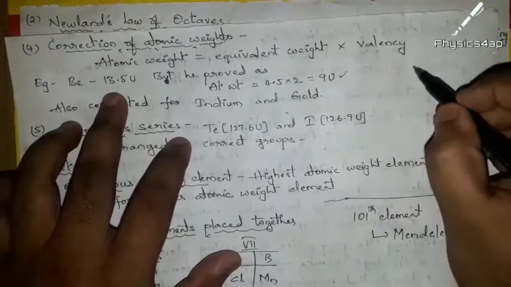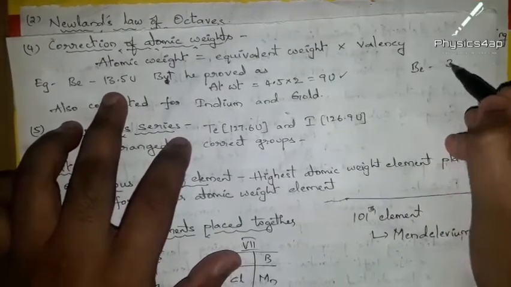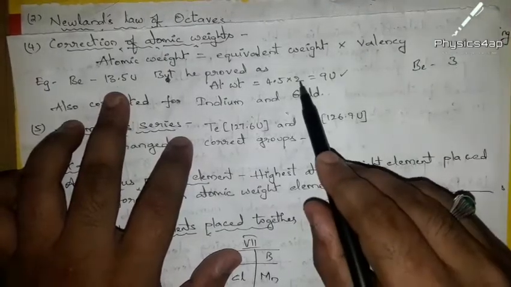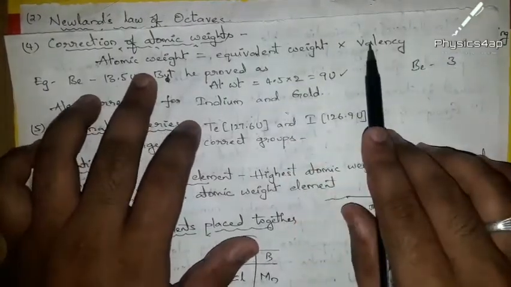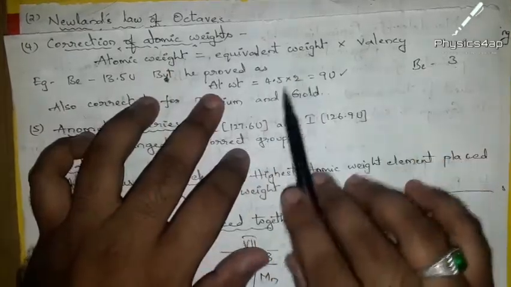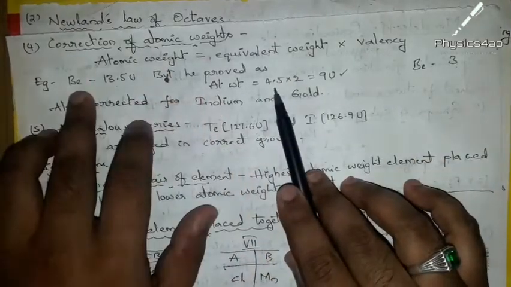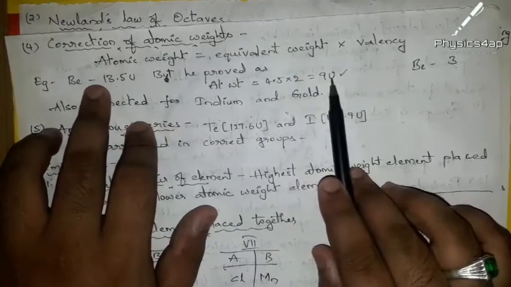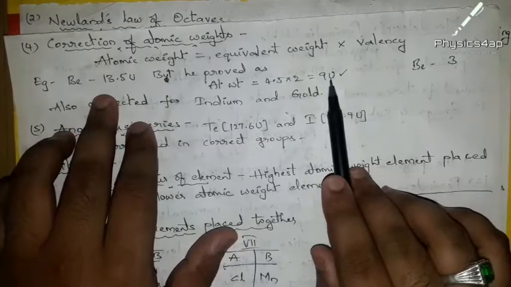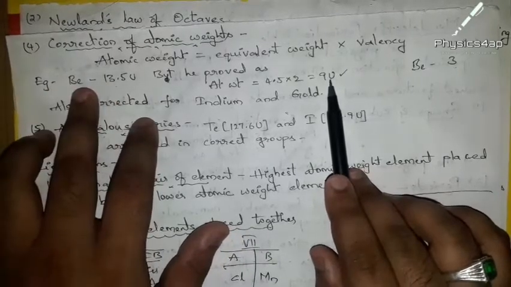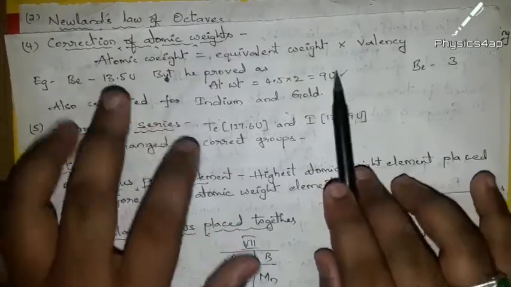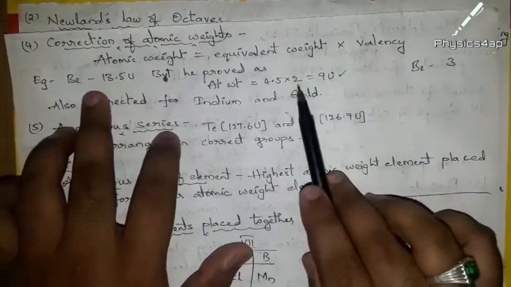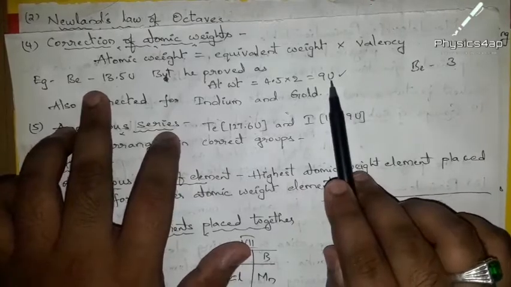Why? Because at that time beryllium's valency was given as 3, but actually its valency is 2. By the given formula, atomic weight equals equivalent weight, that is 4.5 for beryllium, into the valency of beryllium, which is 2. If we multiply these two, we get 9. Now 9 is the correct atomic weight of beryllium. So at that time he corrected the valencies of the elements. As beryllium's valency was 3, he corrected it to 2 and gave the correct, accurate atomic weight.